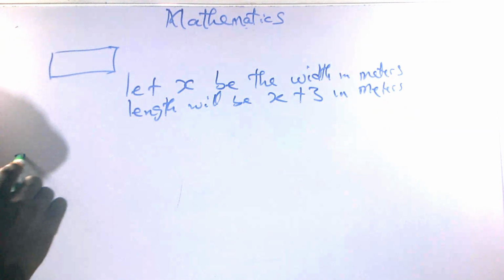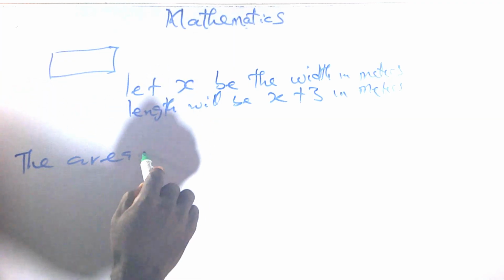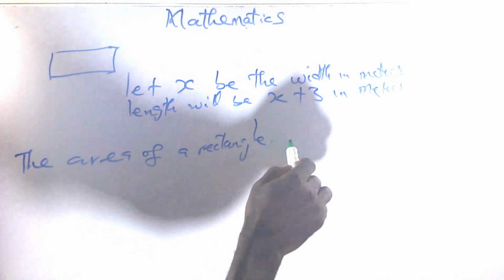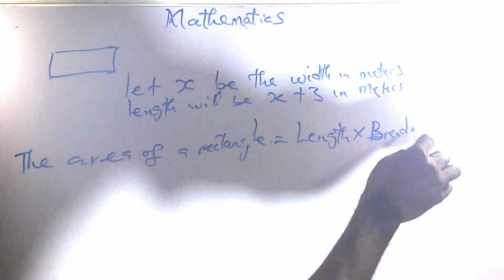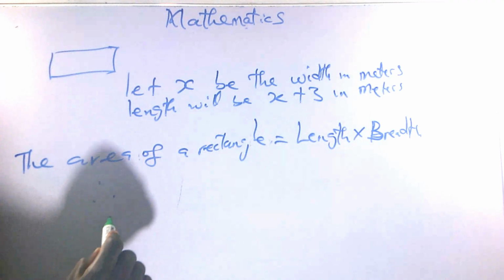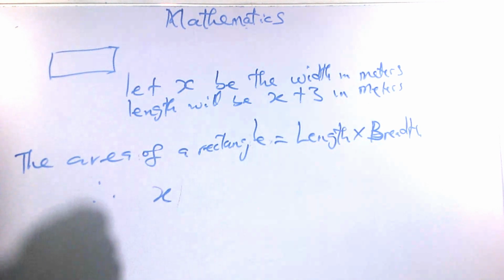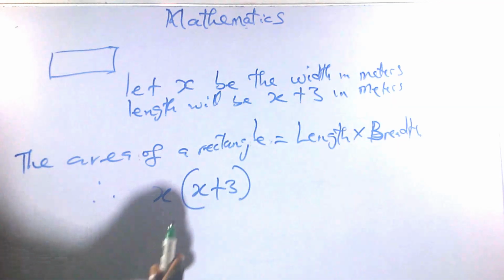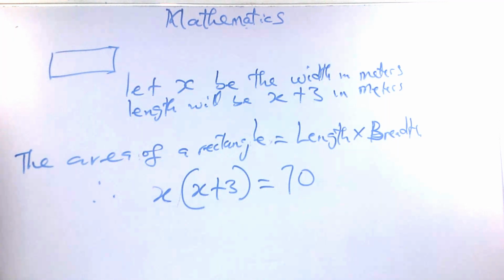The area of a rectangle is length times width. Therefore, the area of this rectangular garden will be x, which is the width, times x plus 3, which is the length. It's going to give us 70 square meters.